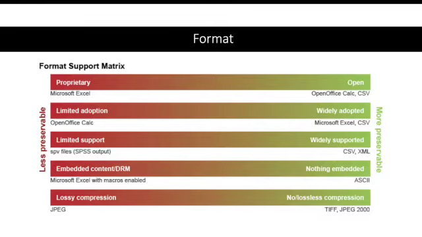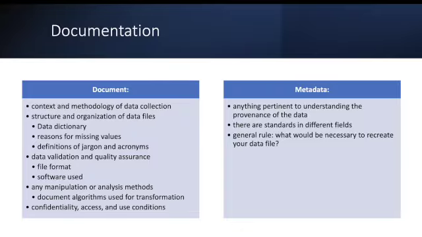When you're documenting your data for storage, you want to document how you collected the data, what's the context and the methodology of the collection, what is the structure and organization of the data files. This is where your data dictionary comes in handy. You want also any reasons for missing values, and you want to define any jargon or acronyms that you might use in your data. You might say, well, I know what those mean, but if you're going to ever share, or if somebody after you is going to come along and look at the data, you want it to be clearly understandable by those people.